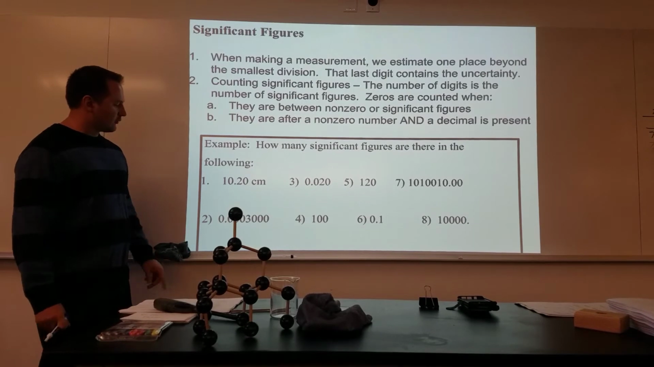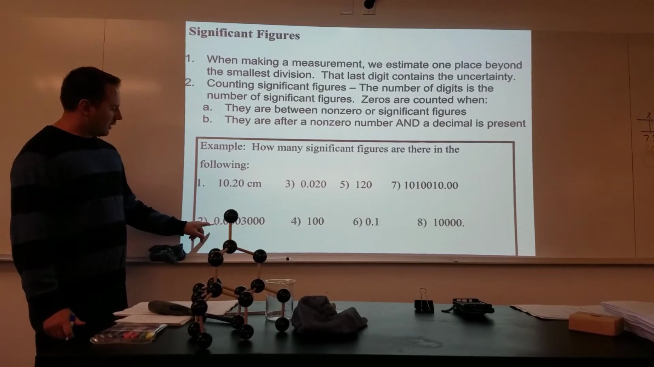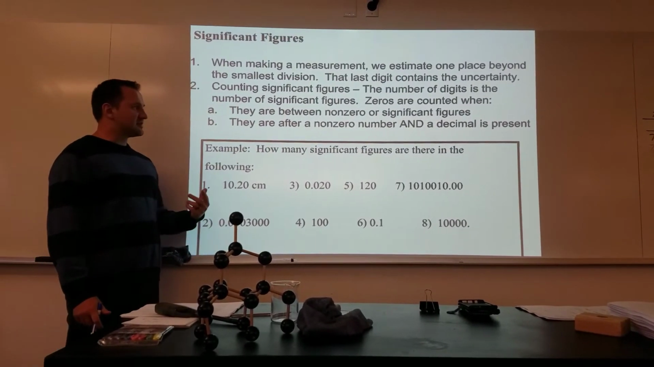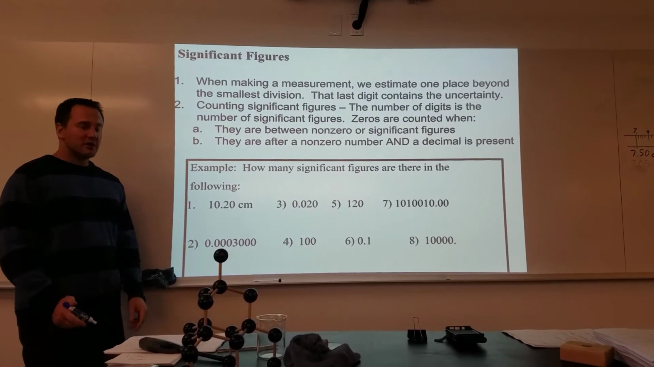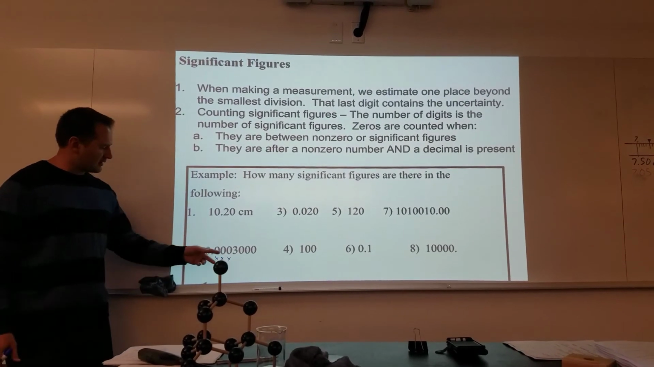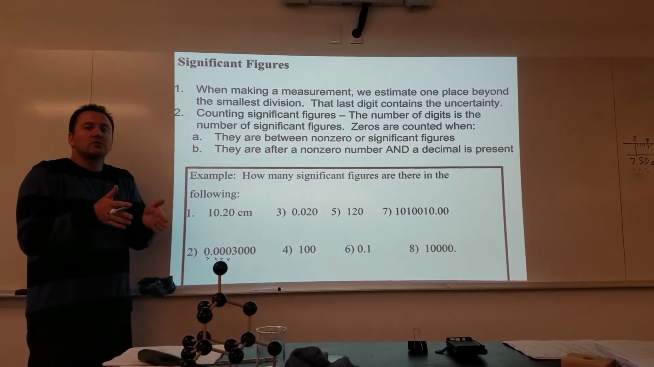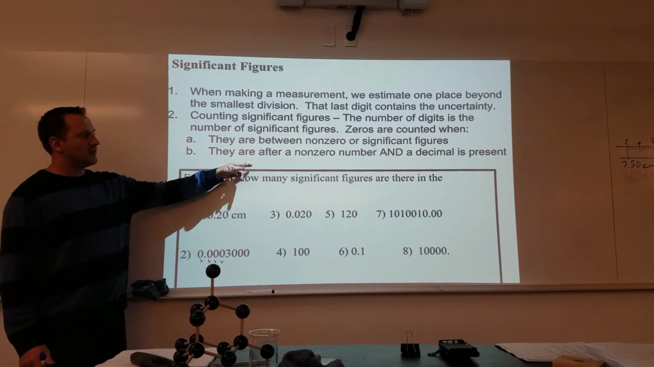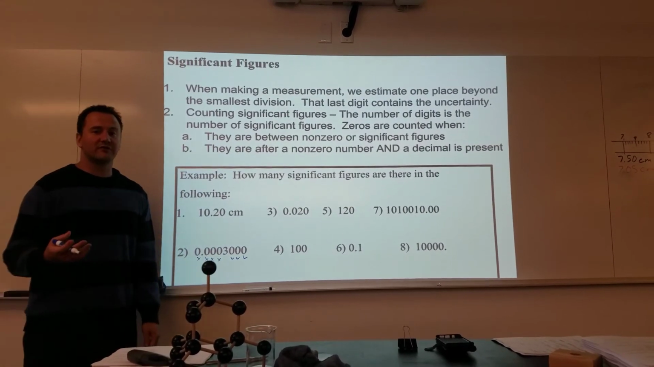The next one, number 2, if we look at that, we have a bunch of zeros in front of a 3 and then 3 zeros after. Well, these zeros definitely don't fall between non-zero numbers, or sig figs. And there's a decimal present, but they're not after a non-zero number, so they don't meet the second criterion either. So none of these count. And you're like, well, why are they there? Why can't I just slide the decimal point? They're really just a placeholder, but they don't tell us the level of detail of how precisely we know a measurement. These 3 zeros that come after, they're after a non-zero number and a decimal is present, so all of those would count, and you would say that there's 4 significant figures there.